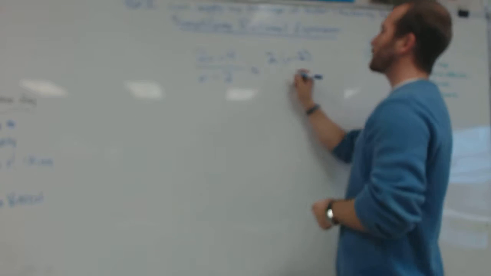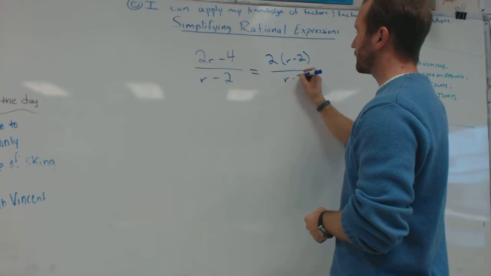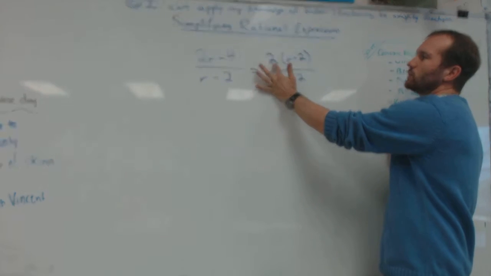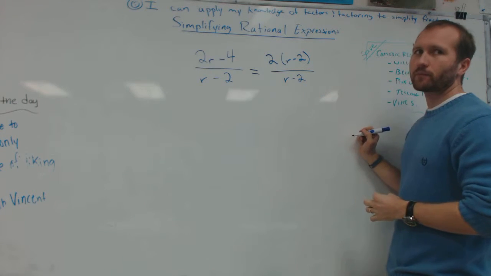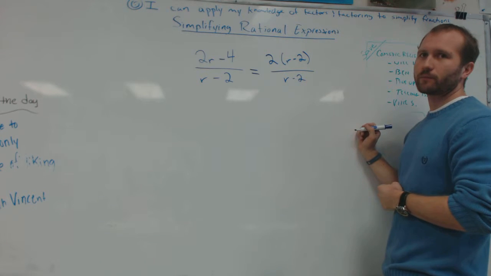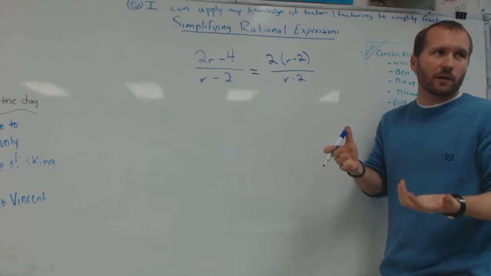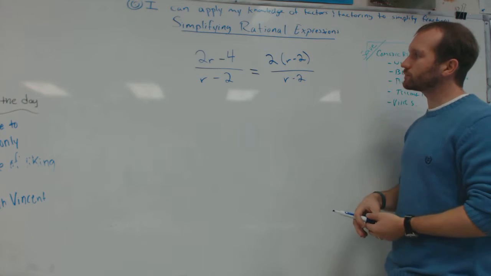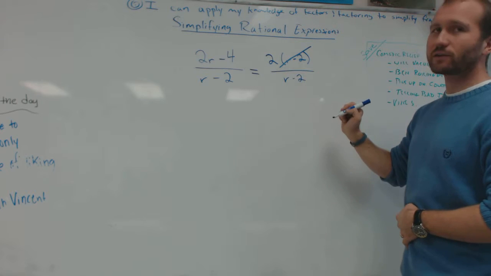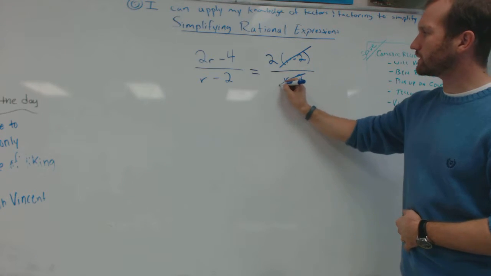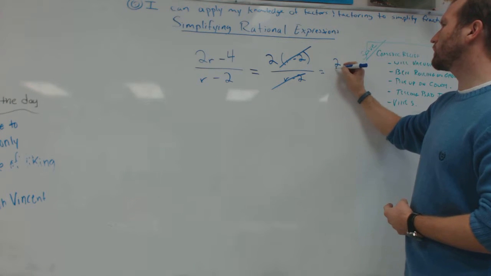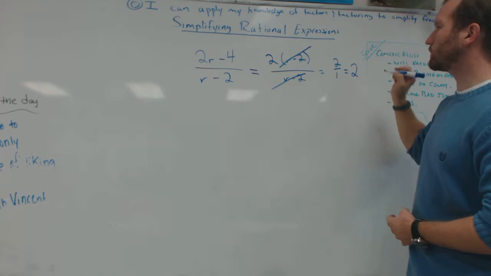Okay, and then in the bottom we have r minus 2. So now, the factors of the top are 2 and r minus 2. The factors at the bottom are r minus 2 and 1. Right? There's always an invisible 1. So now I can cancel this because this is a factor of the top, and I can cancel this because it's the factor of the bottom. So I end up with 2 over 1, or just 2.